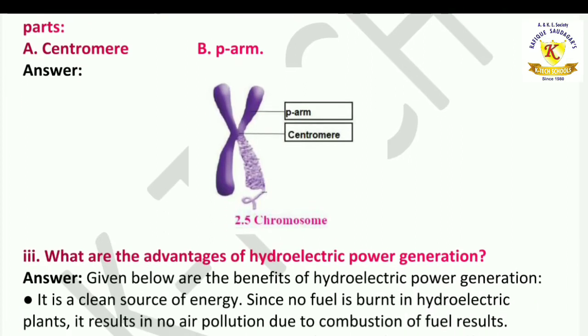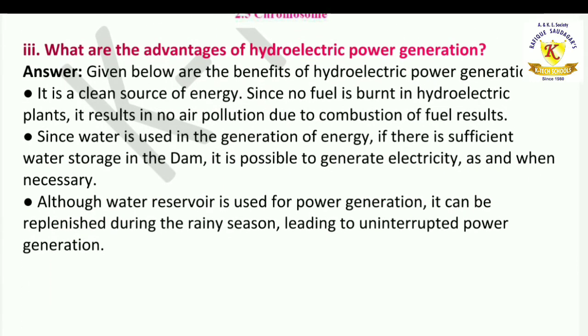So children, here is the diagram of a chromosome and we have labeled the middle one as the centromere and the P-arm is also shown here. Okay, draw it correctly. Third, what are the advantages of hydroelectric power generation?